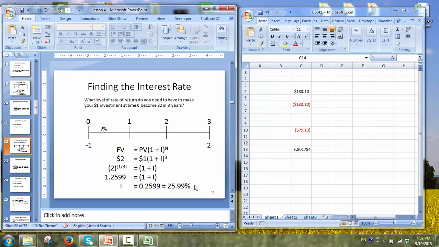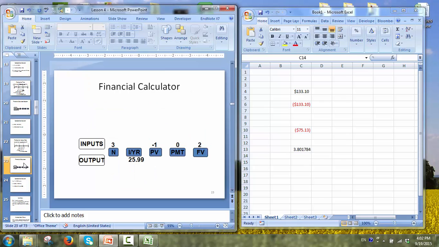Using the financial calculator, again, is faster and easier. Present value as -1, future value as +2. Or you can put present value as +1, future value as -2. And you compute for I/Y, and I/Y will turn out to be 25.99, almost 26%.